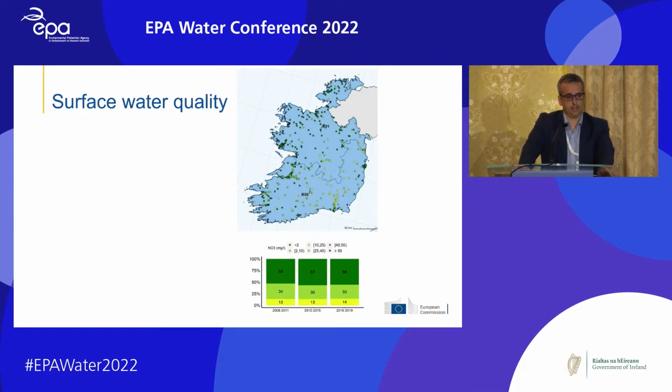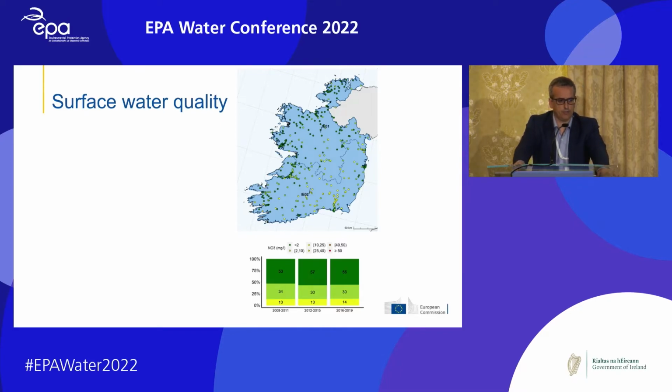As regards surface water quality, this is related to nutrients concentration. The values are in general good. There are no monitoring points with high values, with values above 50 milligrams per liter.